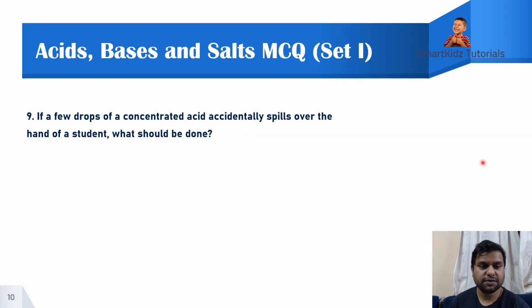Next question. If a few drops of concentrated acid accidentally spill over the hand of a student, what should be done? The first thing you should do is actually just wash your hand. Okay, that's the first thing to avoid the burns. But then you will have to neutralize this acid, so we will need a base for that. Let's have a look at the choices we have.